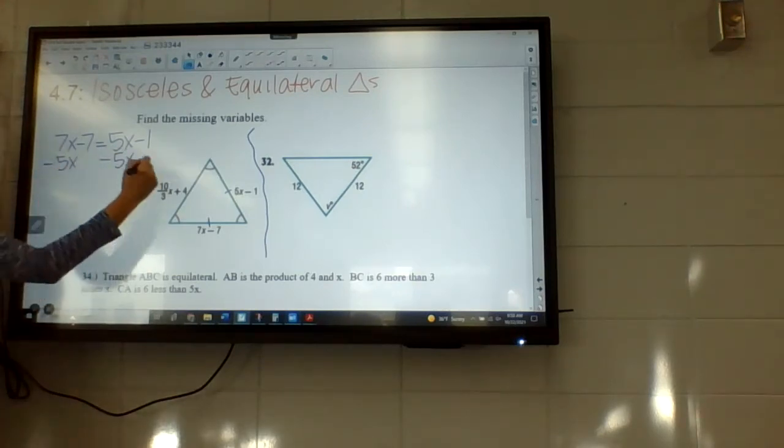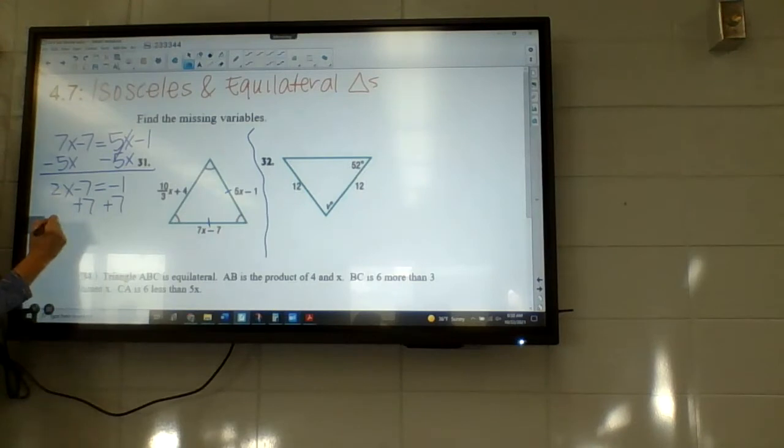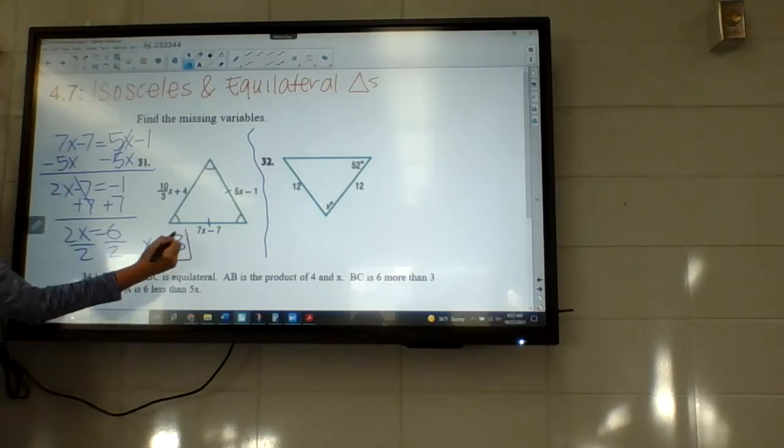So we'll move that over. And so again, that 10/3 x, we don't even really need that, it's fine. So we find out that x is 3 in this problem.